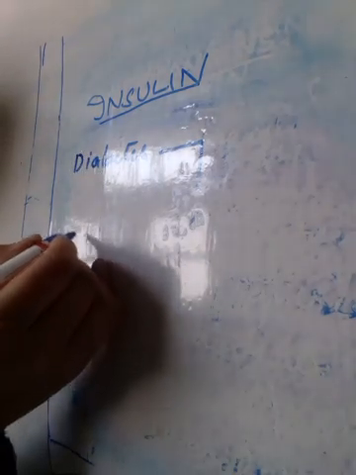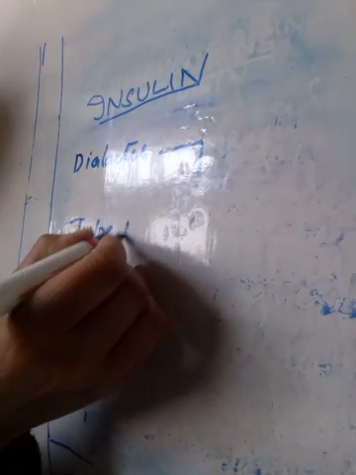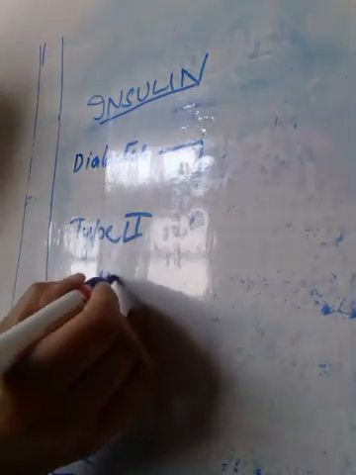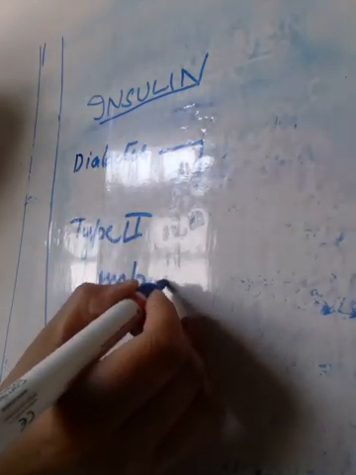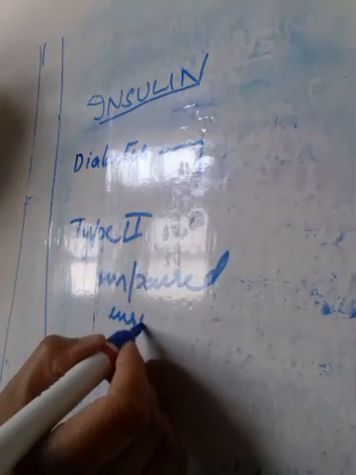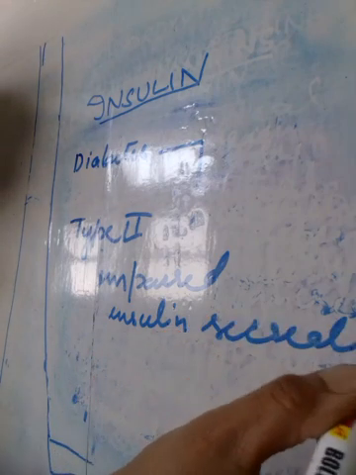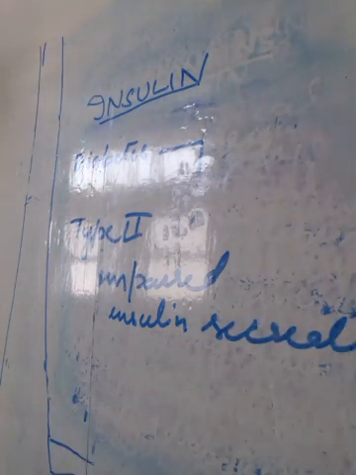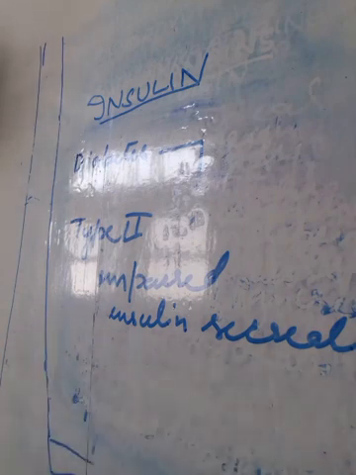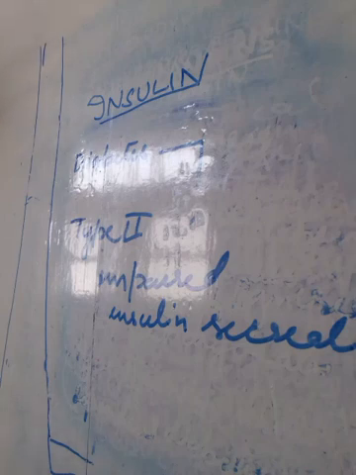However, in type 2, there is impaired insulin secretion, and it is due to the decreased sensitivity of tissues to insulin. This type 2 occurs in adults.